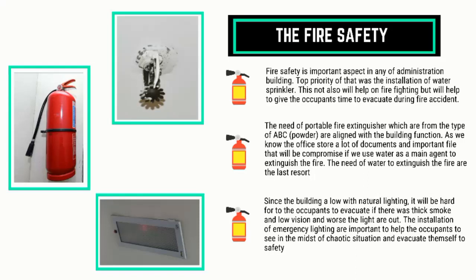Since the building is low in natural lighting, it will be hard for the occupants to evacuate if there is thick smoke and low vision, and worse, the lights are out. The installation of emergency lighting is important to help the occupants to see in the midst of a chaotic situation and evacuate themselves to safety.